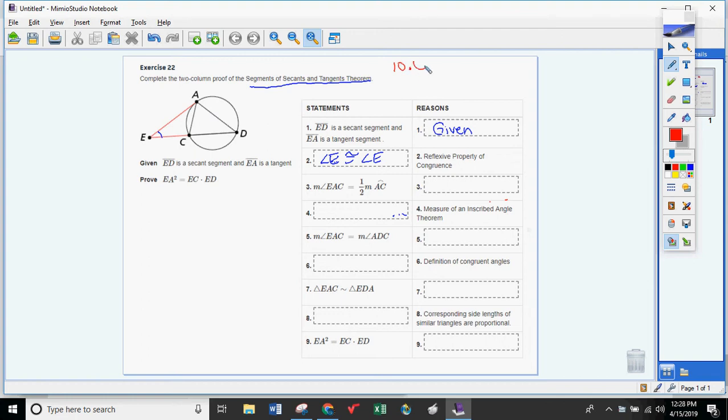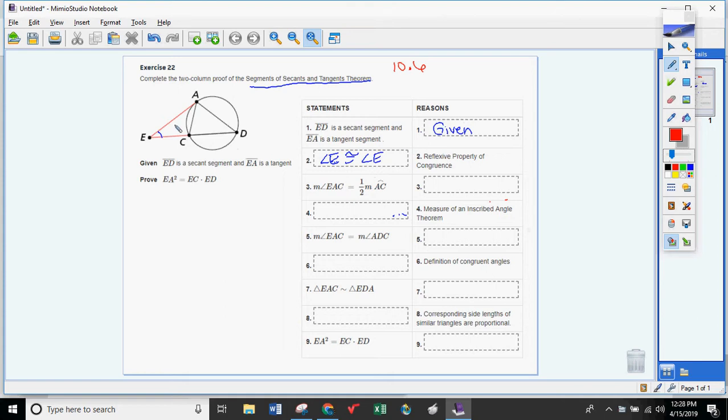From section 10.6, question number 22, the proof for segments of secants and tangents theorem. So I'm given that ED is a secant segment and EA is a tangent segment, given, and I need to prove that EA squared equals EC times ED. So the first two come pretty quickly.